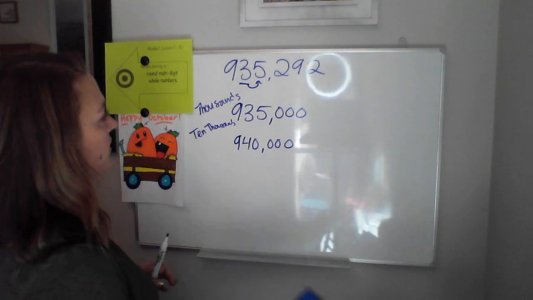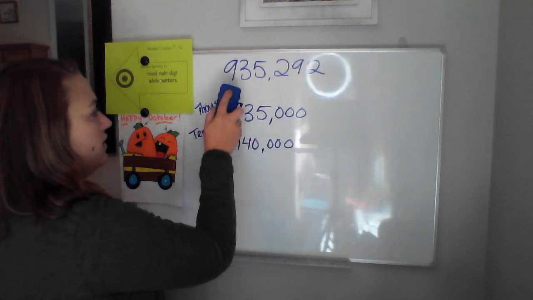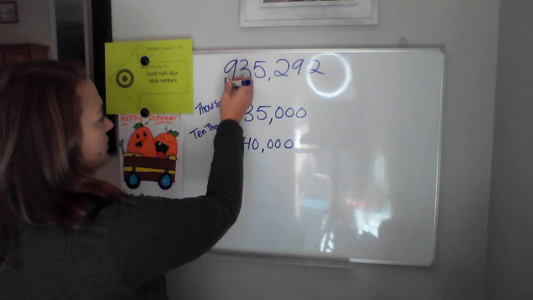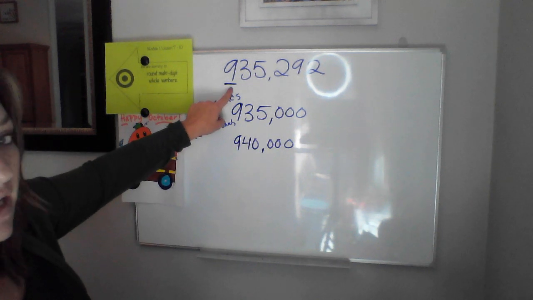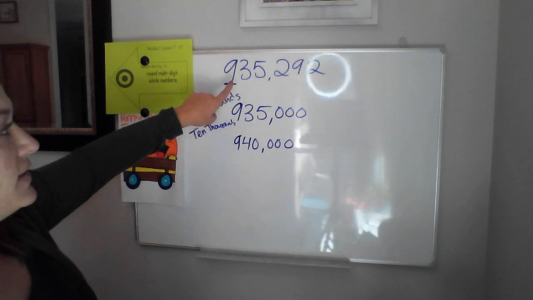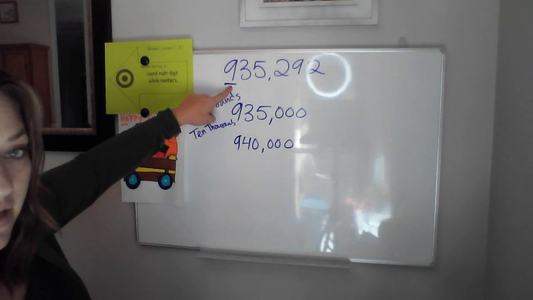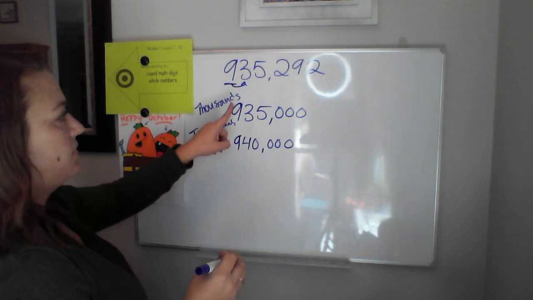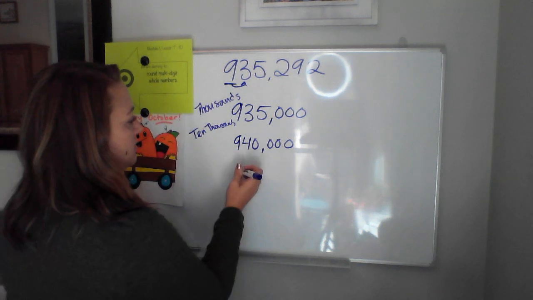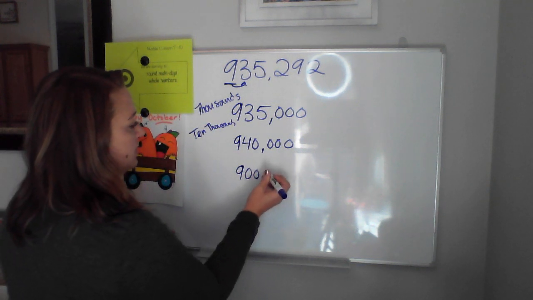And then our last one, we're going to round this to the nearest 100,000, which is a 9. So I can round this down to 900,000, or I can round this up to 1 million. Because there's a 3 to the right, that means we're going to round down to 900,000.